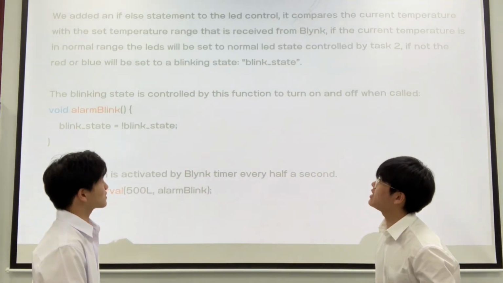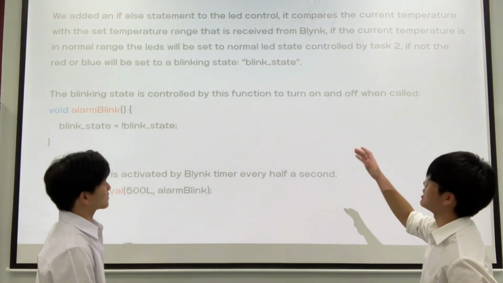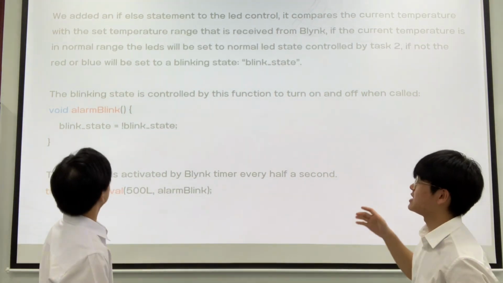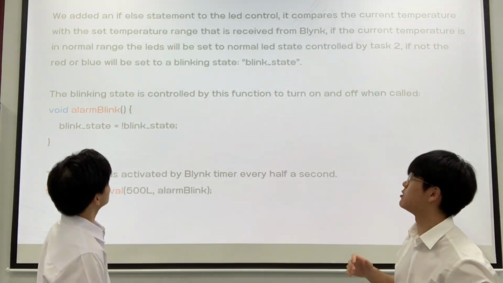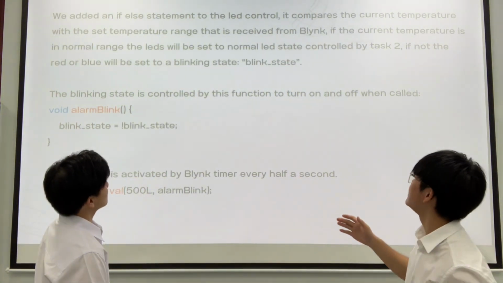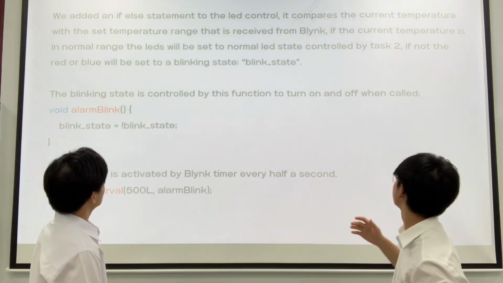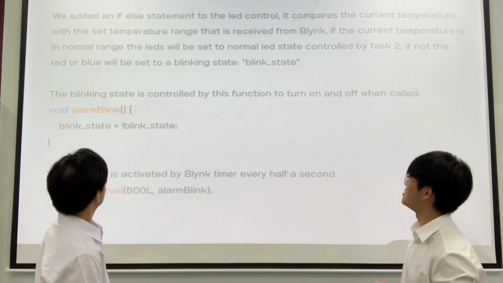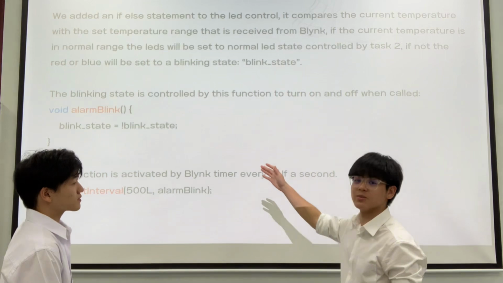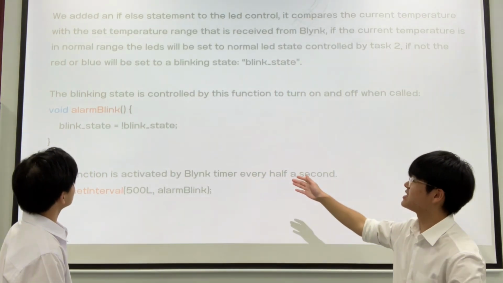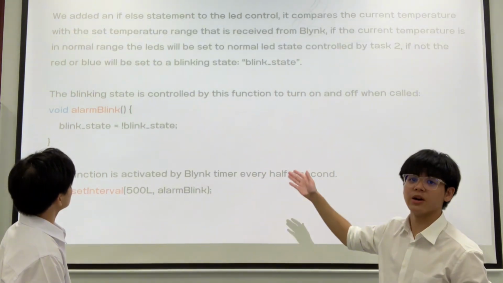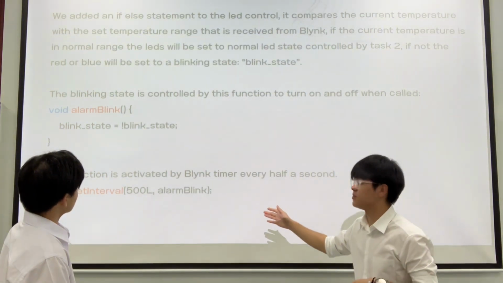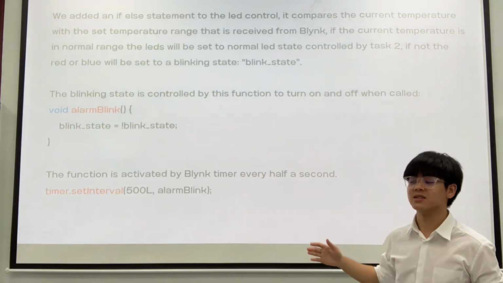In the code, we added an if-else statement to the LED control. It compares the current temperature with the set temperature. If the current temperature is in normal range, the LED will be set to the normal LED state as controlled by task 2. If not, the red or blue LED is set to blinking state. The blinking state is controlled by this function right here. Basically, it just turns the state on and off. That function is controlled by the Blynk timer, so it activates every half second.